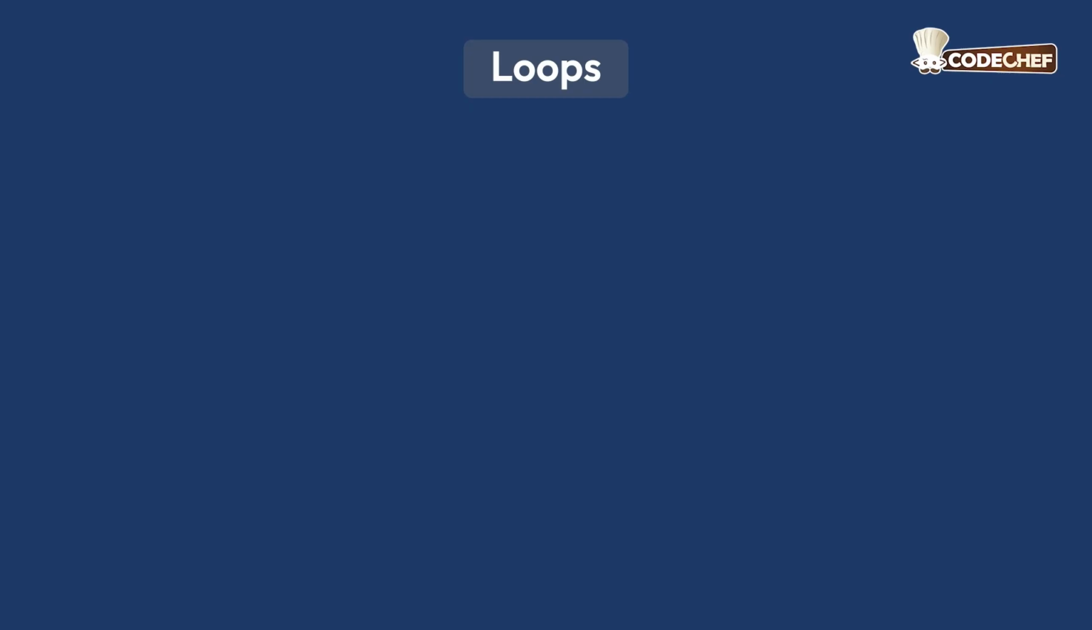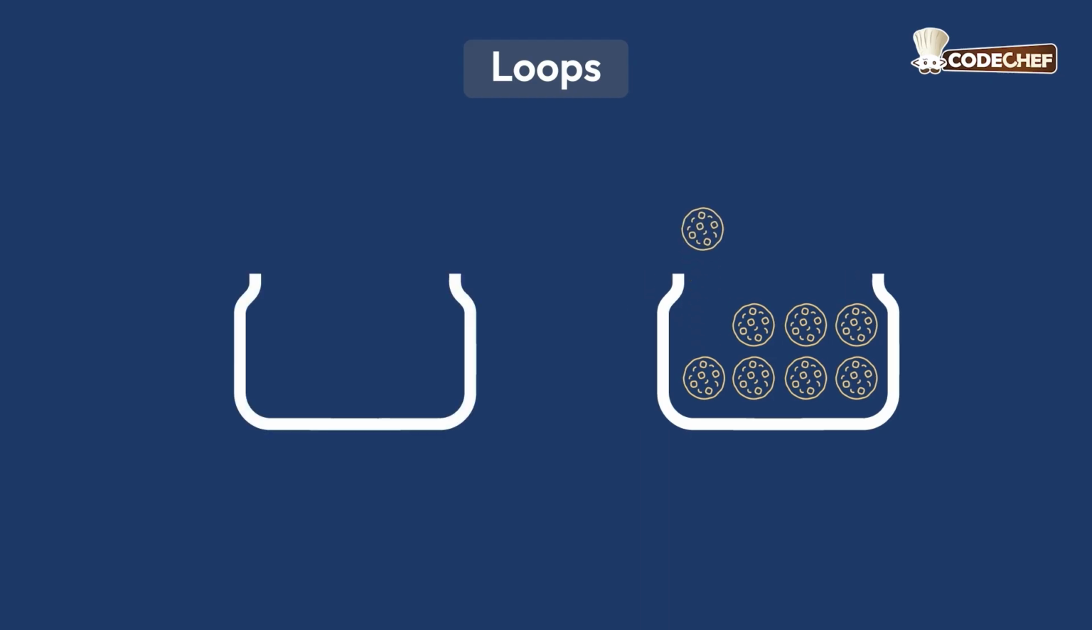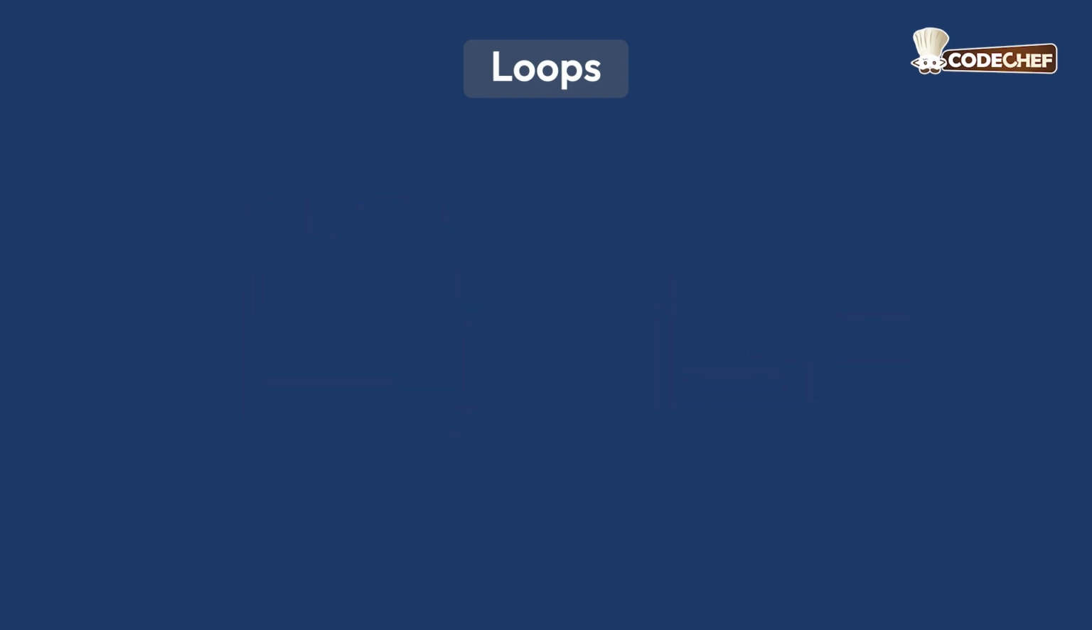We will begin with a really simple example. Let's say you have a jar of cookies and you want to stop eating more than 3 cookies. So every time you take and eat a cookie, you keep track of this count. This process repeats until you have reached the limit, that is 3 cookies. Let's try to solve this using a while loop.